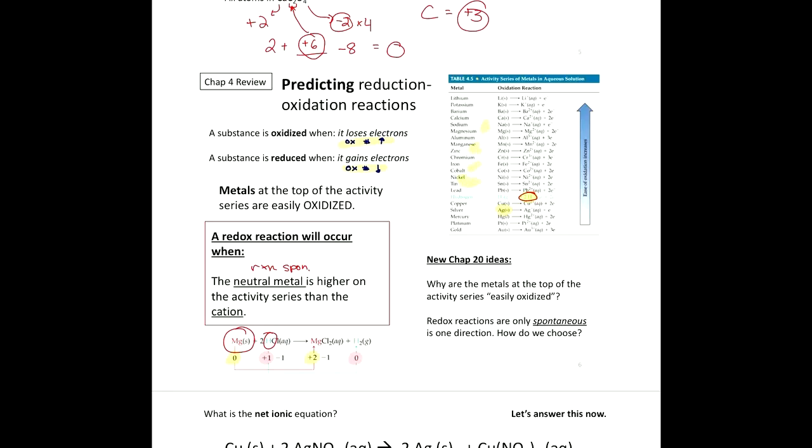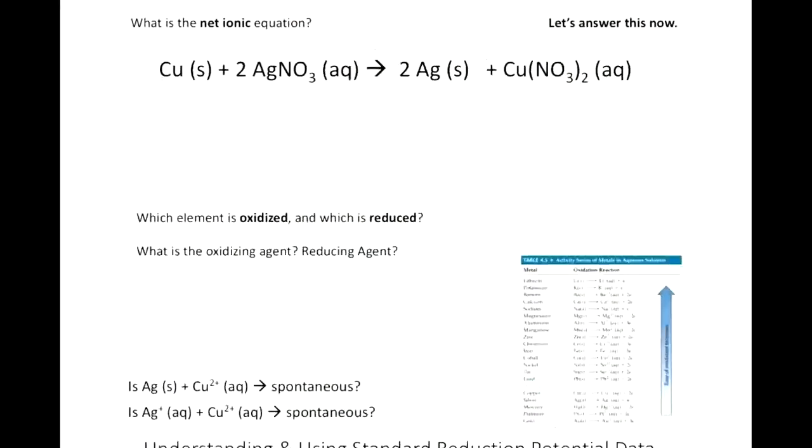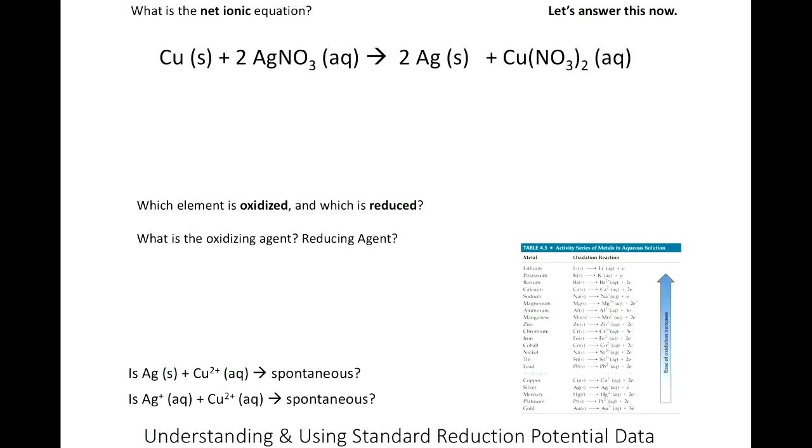Why does the metal have to be higher on the activity series for the reaction to proceed? So yeah, why are the metals on the top easily oxidized? And why are redox reactions only spontaneous in one direction? It's because delta G is negative only in one direction. It's positive when it's the other way. Okay, so let's answer these questions now.